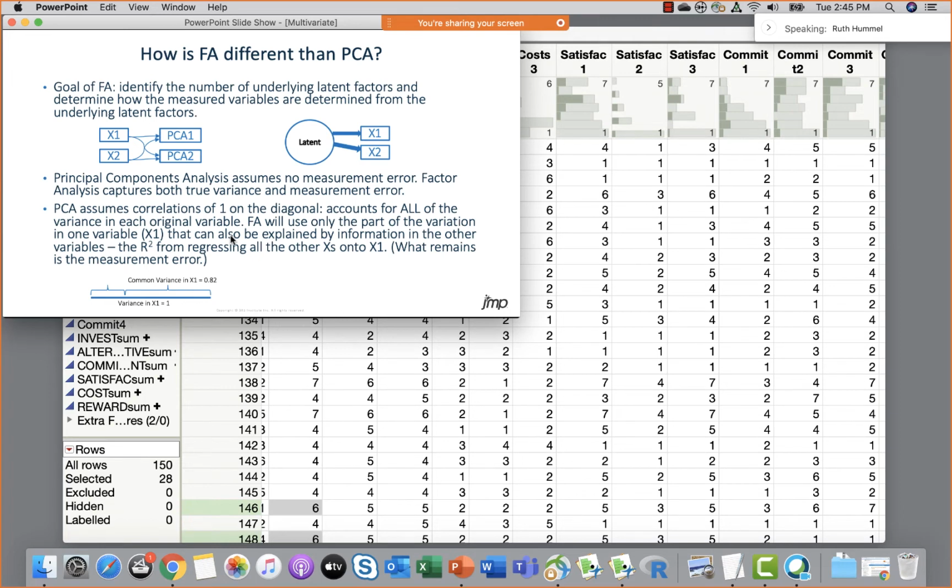So there's a slight difference in the calculation that has to do with that measurement error. Factor analysis is allowing measurement error. PCA is just a mathematical technique about correlations.